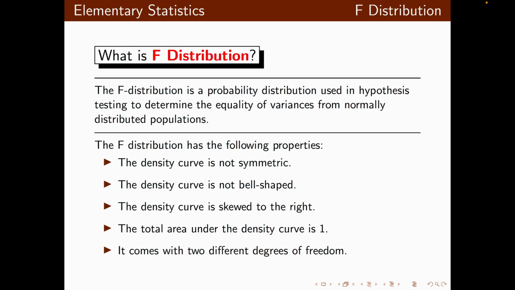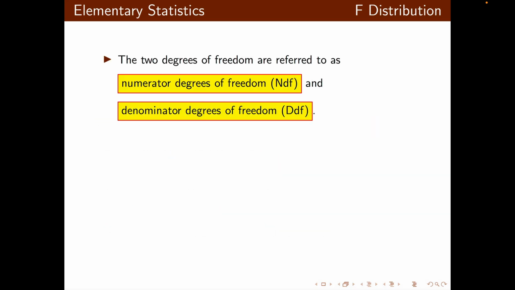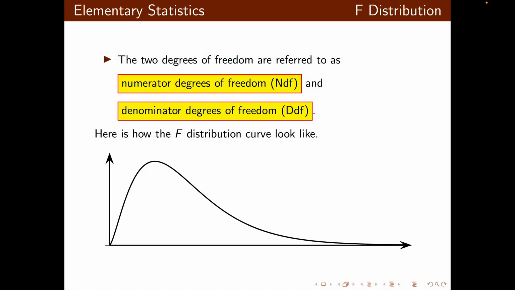The F distribution comes with 2 different degrees of freedom. One is called numerator degrees of freedom, NDF, and the other is called denominator degrees of freedom, DDF. This is how generally the F distribution curve looks like, and this is true when the numerator degrees of freedom is greater than 2.